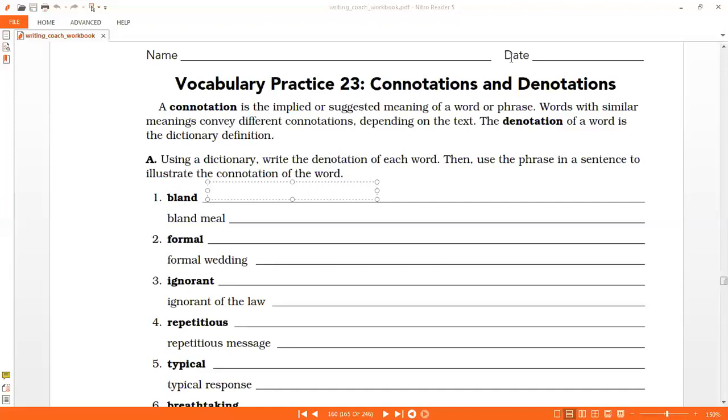So the first word is bland, and I will write here the denotation for you. It means anything that is mild or something which is non-irritating. Something which is mild and non-irritating, or you could also say dull or gentle, is bland, okay, which is not very spicy. Something which is not spicy.